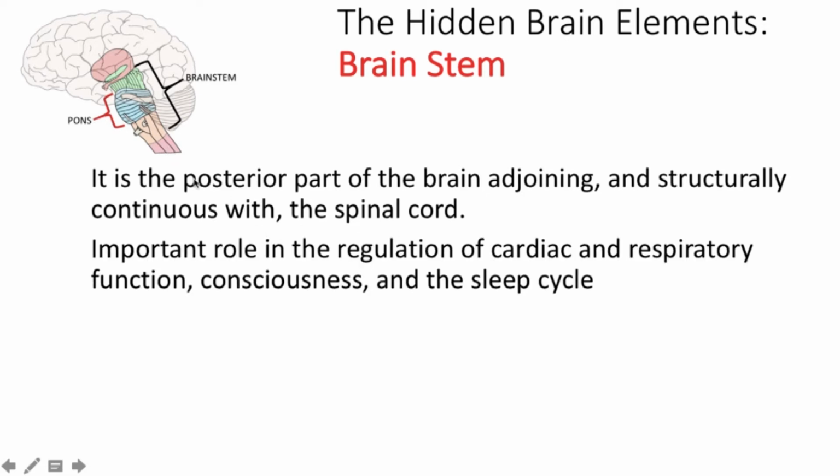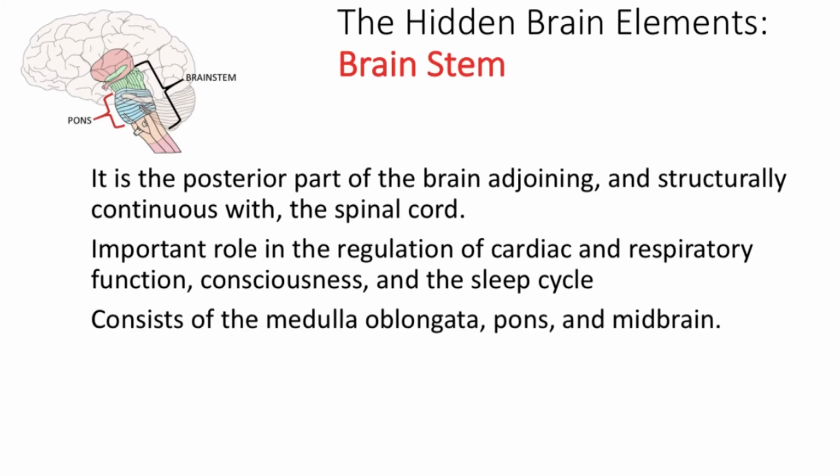Now this part, the entire brainstem, has important roles in terms of the regulation of cardiac and respiratory function, consciousness, and the sleep cycle. So all these things, whatever is the autonomous part of the nervous system, they are definitely controlled from here. So it consists of three regions, as I told you: medulla oblongata, pons, and the midbrain.